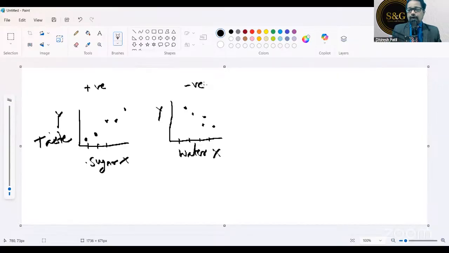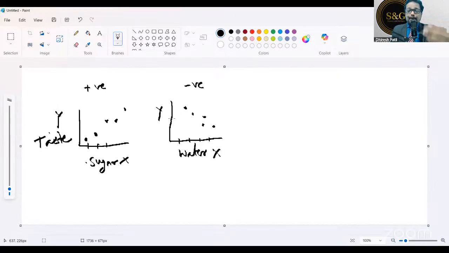Another example I gave on Monday, which was the same positive and negative correlation: your time spent on social media. For positive correlation, let's say this one, the first one, the time spent on studying is the X, and the score in that subject is the Y. So the more time you study, the more score you will get. That's a positive correlation.